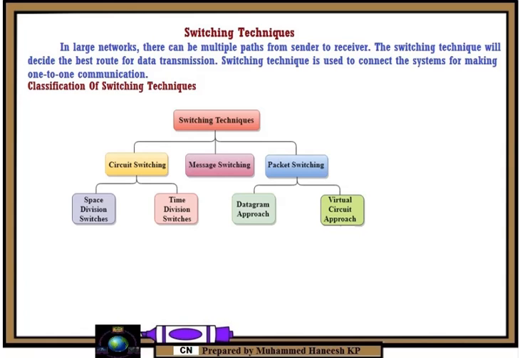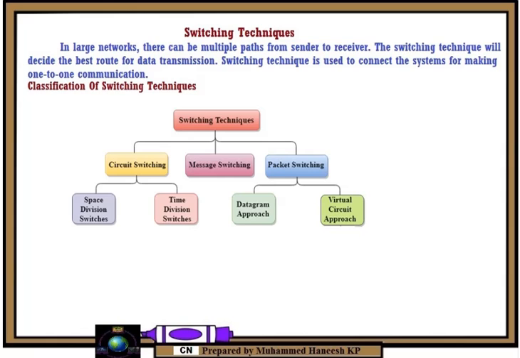In this video we are going to discuss switching techniques and physical layer. Switching techniques deals with the method of establishment of connection between source and destination. In a large network there can be multiple paths from sender to receiver. The switching technique will decide the best route for data transmission. Switching techniques is used to connect the system for making one-to-one communication.